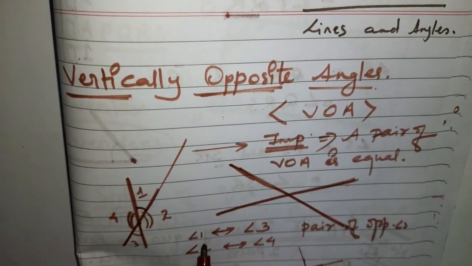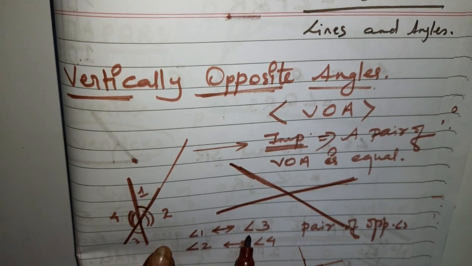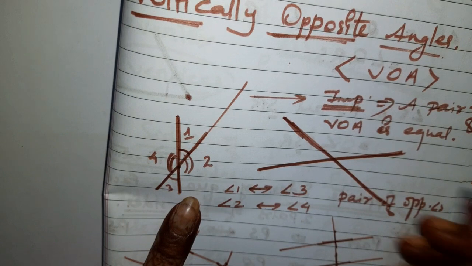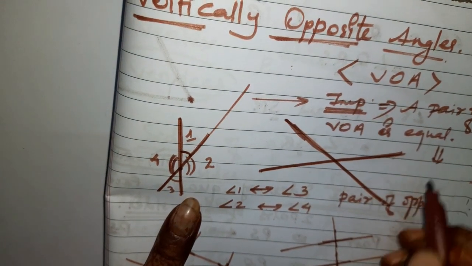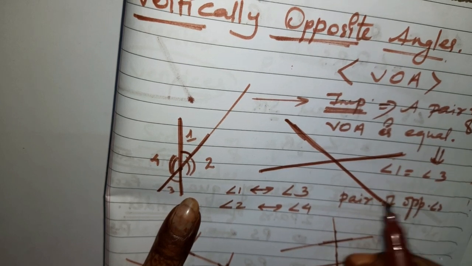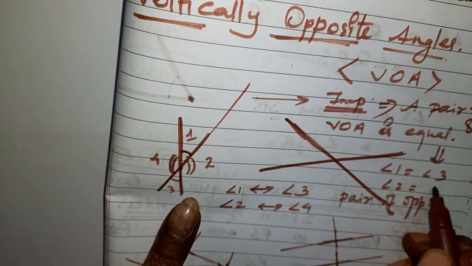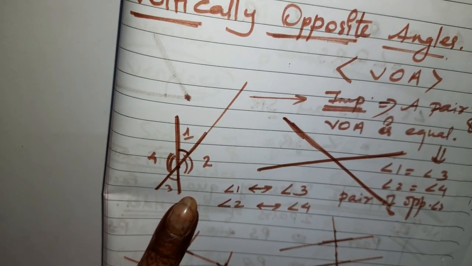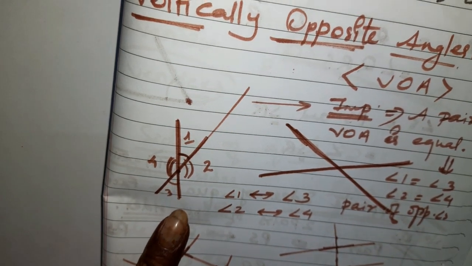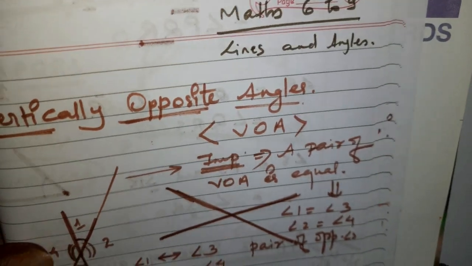Okay, it means what? It means that angle 1 is going to be equal to angle 3. This statement says that angle 1 is equal to angle 3 and angle 2 is equal to angle 4. So I hope you have understood now what vertically opposite angles are. Let's move to another type.